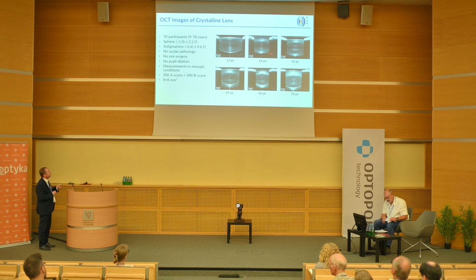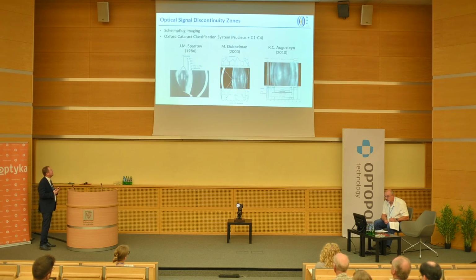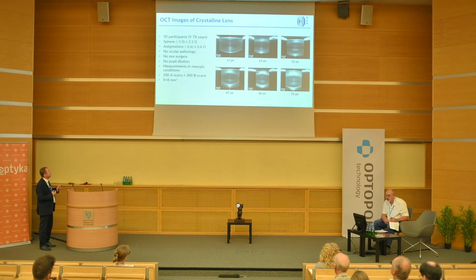And you can see that generally the thickness of the lens increases. And also the signal, if compared to this one, is generally higher. So it means that there is more backscattering in the lens. But we can make this description more quantitative. We can also compare these images. You see that the images of the lens are not really homogeneous.